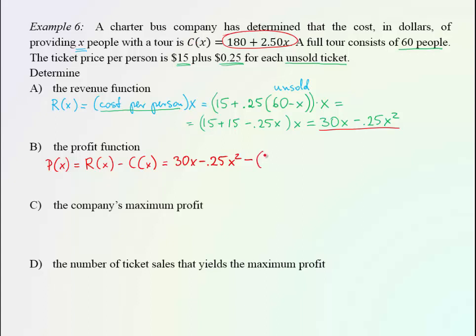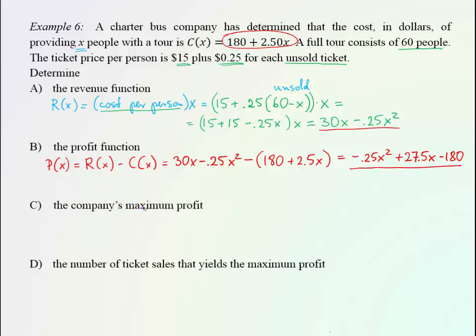So minus bracket 180 plus 2.5x, and then after simplifying we end up with negative 0.25x squared, and the linear term 30 minus 2.5 is 27.5x, and finally minus 180. So that's our profit function.